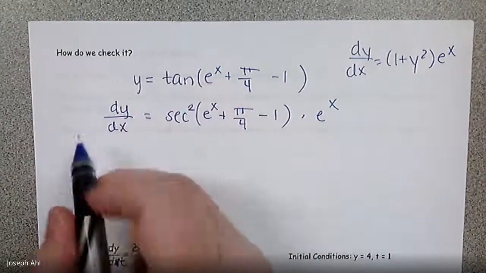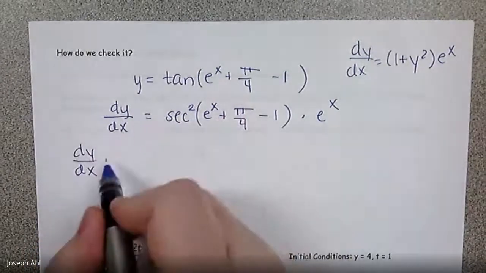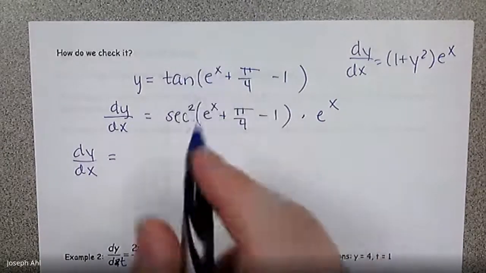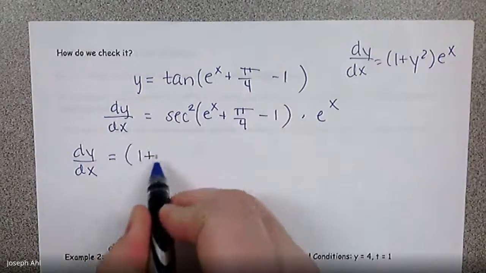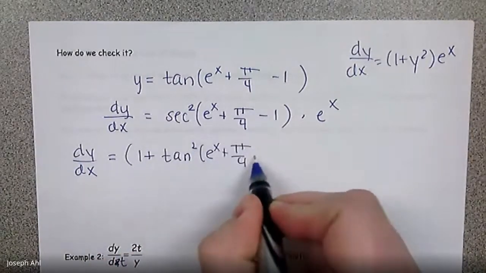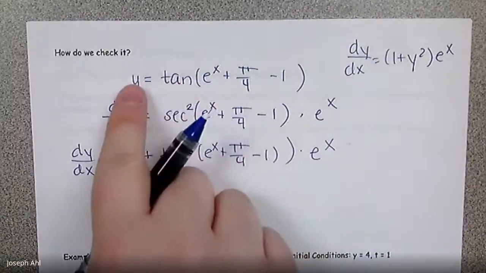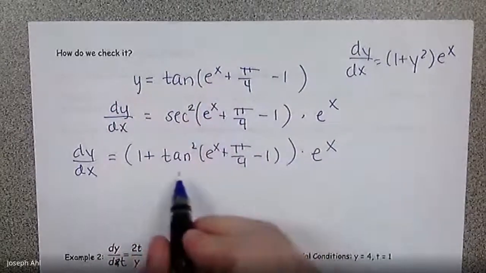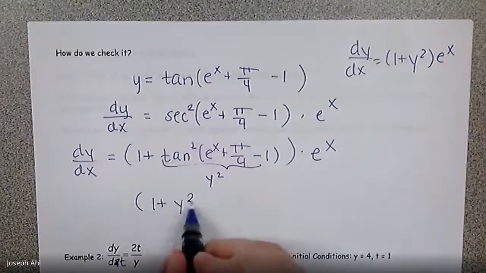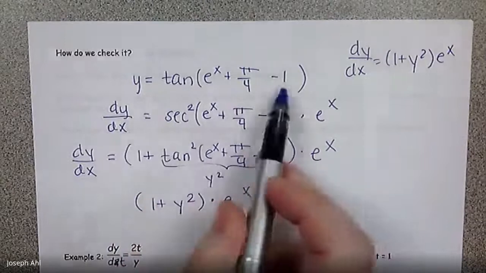So do you see where we're headed with this? We know that secant squared, another way of writing that, if we're trying to get this to look like some tans here, isn't that 1 plus tan squared? So 1 plus tan squared of e to the x plus pi over 4 minus 1 times e to the x. And oh, if tan is equal to y, then tan squared would equal y squared. So this then becomes 1 plus y squared times e to the x. And that shows that, yes, this is the correct answer.